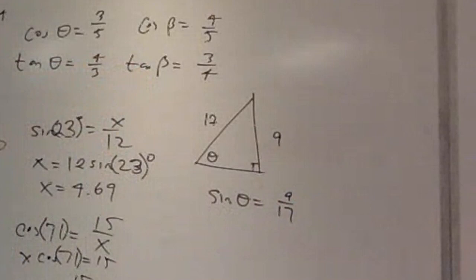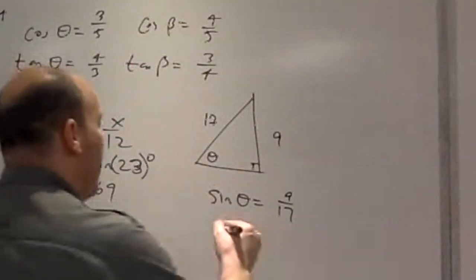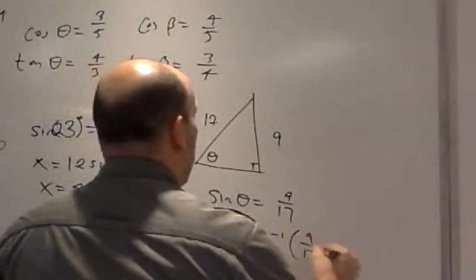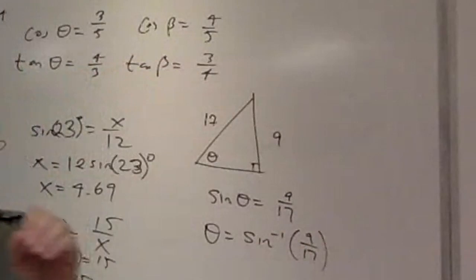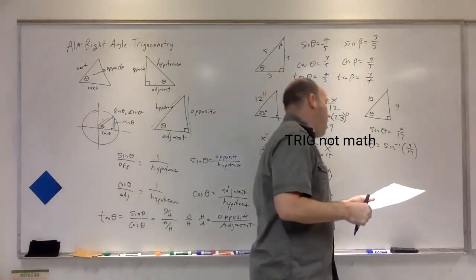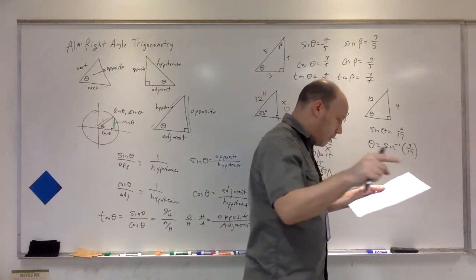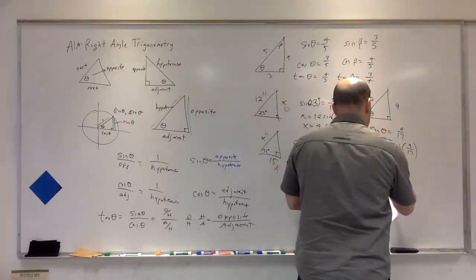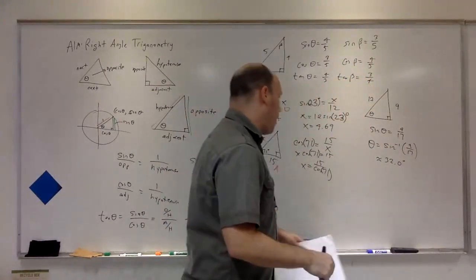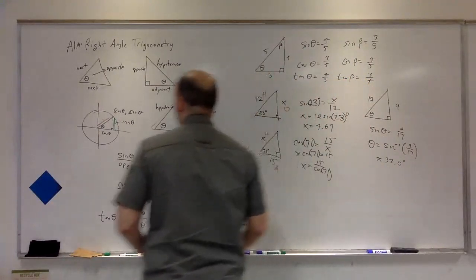Well, how do I undo? If the sine of theta equals 9 over 17, then theta is equal to sine inverse of 9 over 17. Hit math, and you'll see sine inverse. Once again, please remember to be in degrees. The answer is theta is approximately 32.0 degrees. Nice.